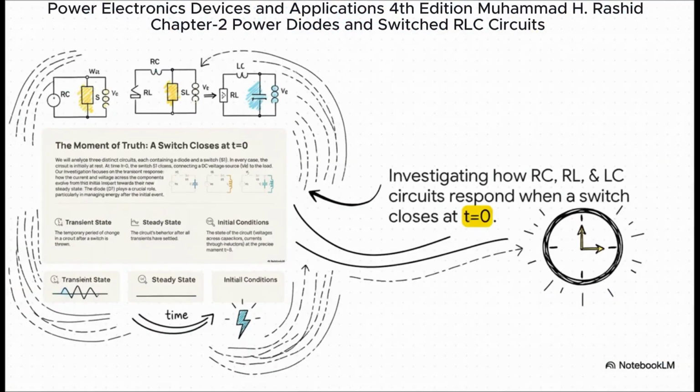We're going to investigate three fundamental circuits: the RC, the RL, and the LC. We want to see how they react to a DC voltage source the moment that switch closes. We're talking at time t=0. This brief, kind of chaotic period of adjustment is called the transient state, and it happens right before the circuit settles down into its stable, predictable, steady state. That first moment, t=0, is our focus. That's when all the action begins.